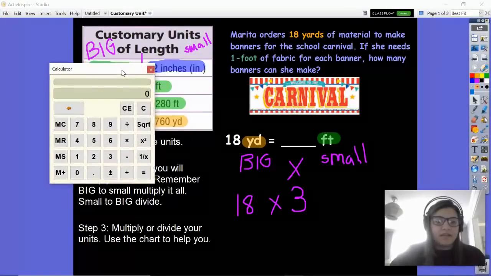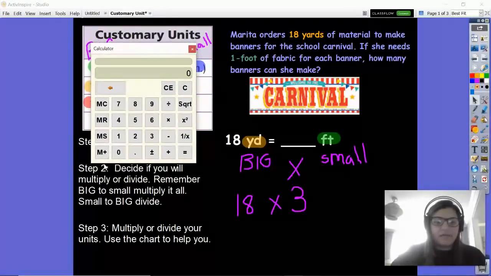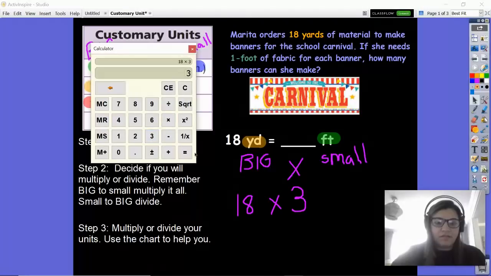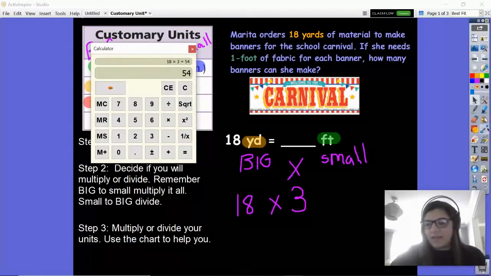I can take my calculator and pull it out over here and do the multiplication. 18 times 3, and that's going to give me 54.